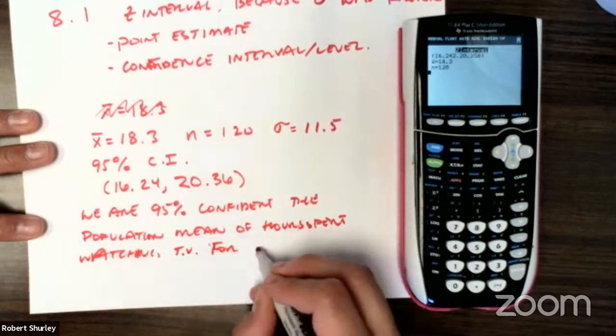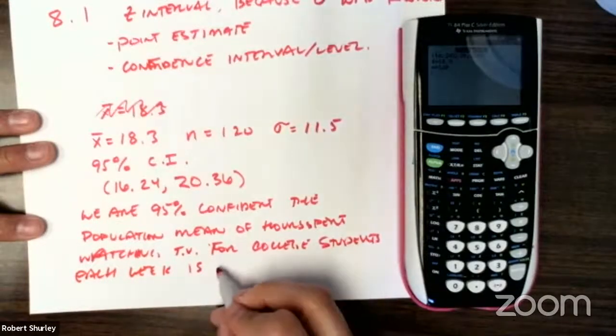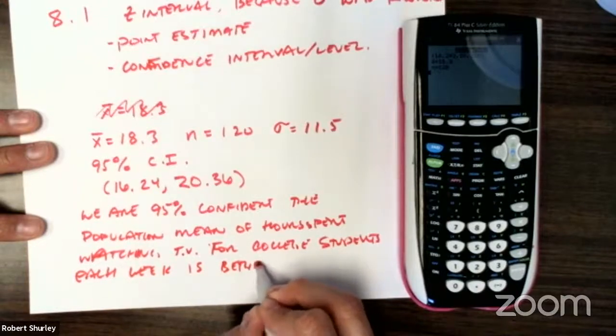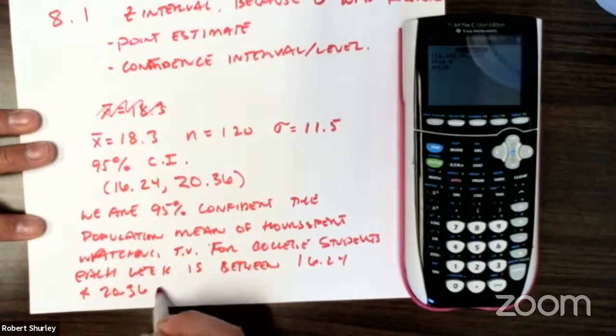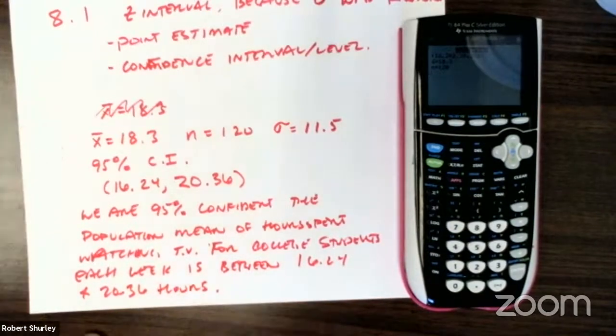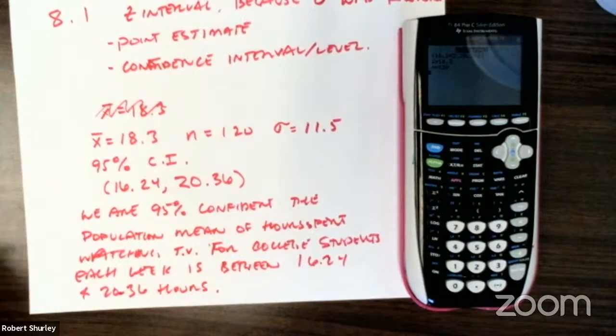I think it was for college students. Yeah, I don't know if it's college or just students. Each week is between 16.24 and 20.36 hours. I know I said hours twice, but that's fine. So we are 95% confident the population mean of hours spent watching TV for college students each week is between 16.24 and 20.36 hours.